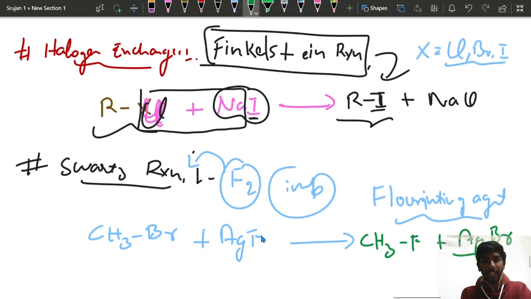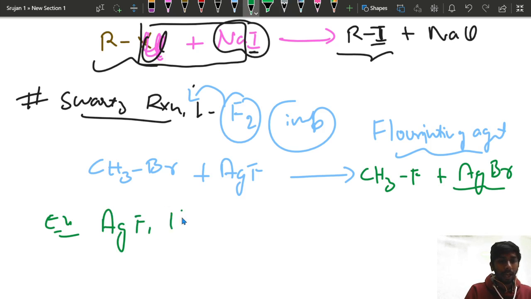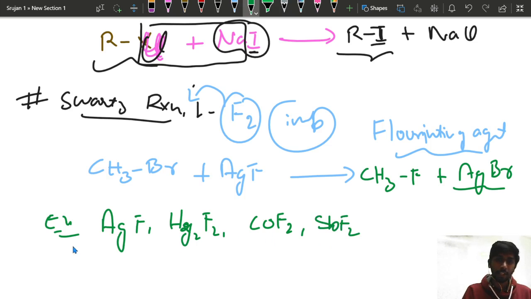What are the fluorinating agents? Examples: we can take silver fluoride and mercuric fluoride, HgF2. We can take cobalt fluorides. We can take antimony fluorides. These are all fluorinating agents.